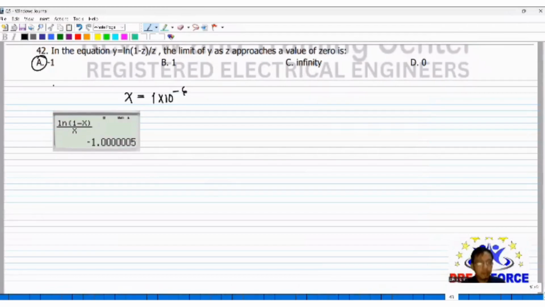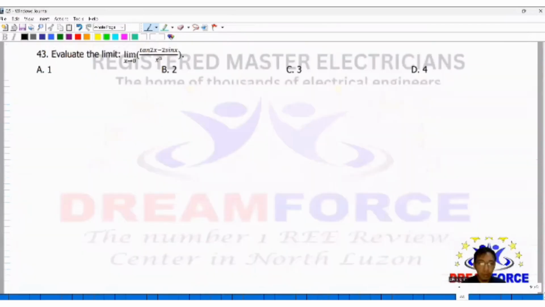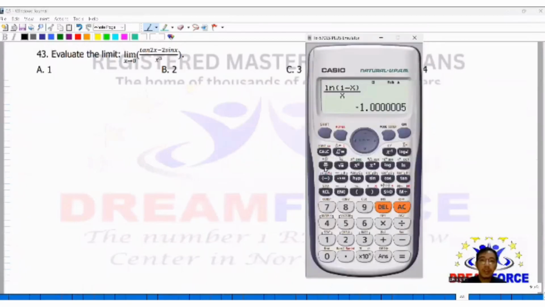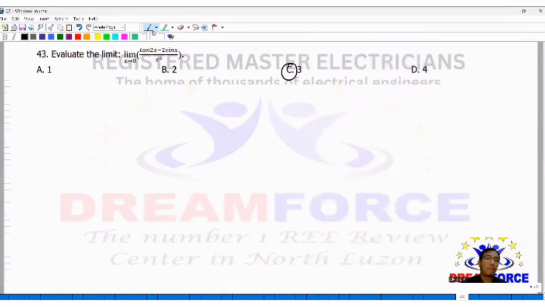Okay, next. Number 43. Ganun ulit, direct calculator. So tangent of 2x minus 2 sine of x over x cubed. I-calc natin, x is 0, or approach is 0, ito pa rin, 1 times 10 raised to negative 6. The answer is 3.